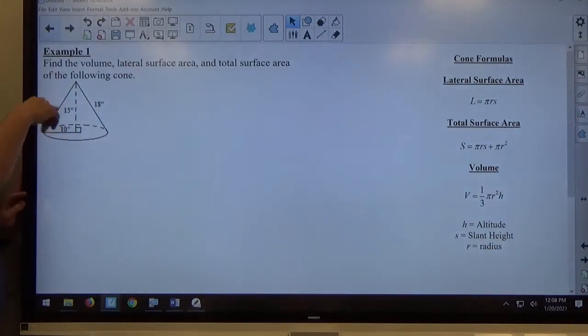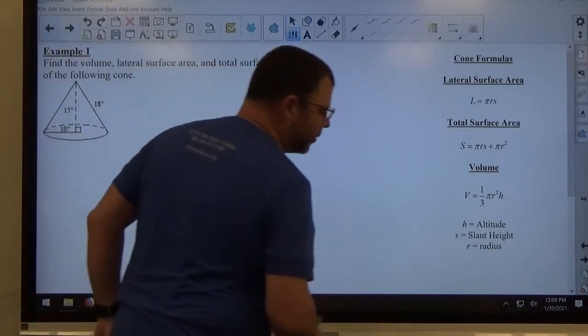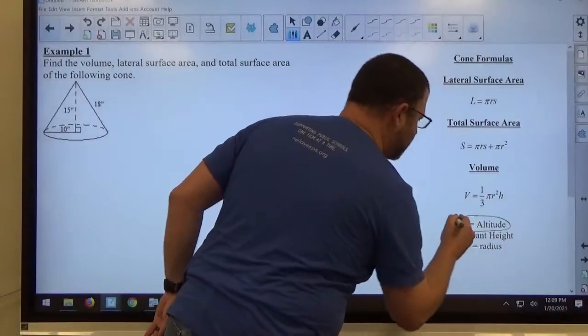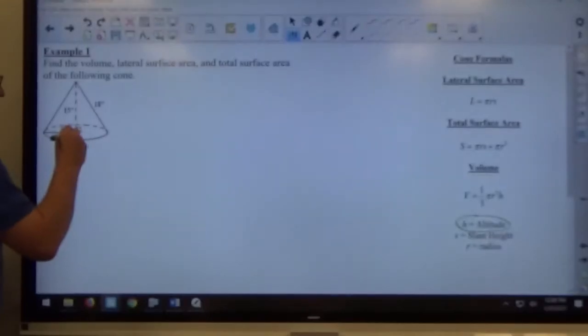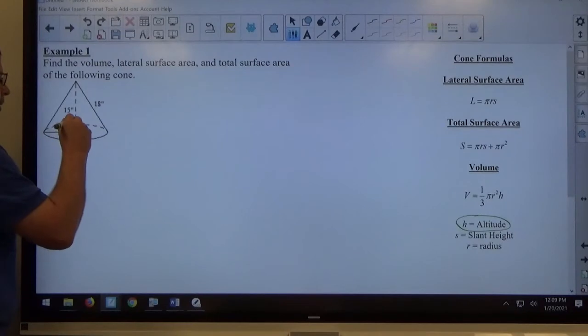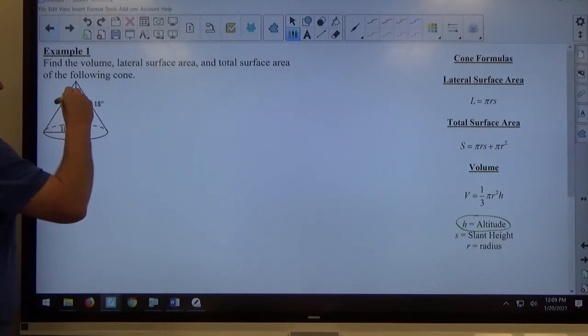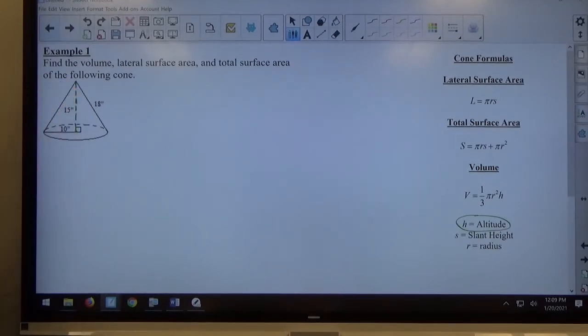Whether the cone is sitting upright or it's upside down, kind of like an ice cream cone, whatever, there's going to be a base on the bottom that extends up to a point on top. The altitude is that dimension. So when it says altitude, it's specifically talking about the distance here. That's the altitude. The slant height is just what it sounds like.